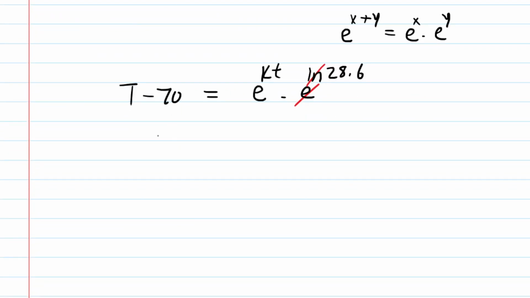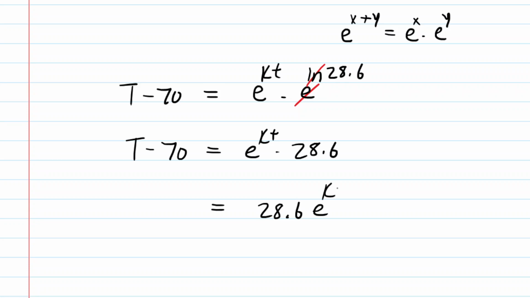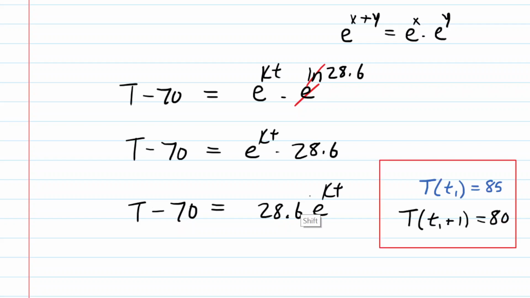They cancel each other out. So we can write this as t minus 70 is equal to e to the kt times 28.6. And then we can just reverse the order on the right-hand side and call it 28.6 times e to the kt. So this is looking pretty nifty. We could actually solve for t, but let's consider some of the other given information for just a moment.